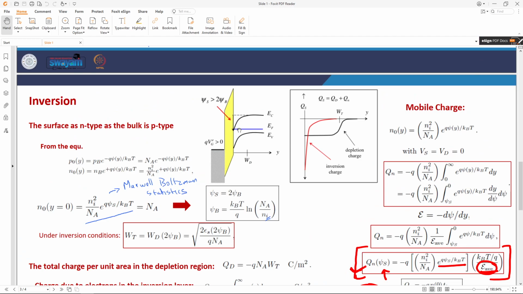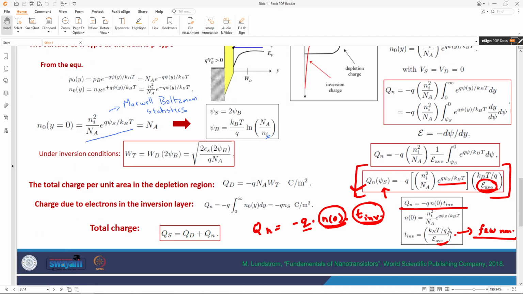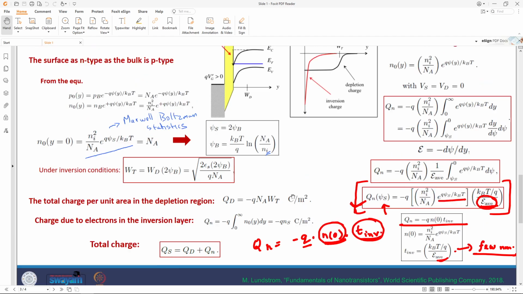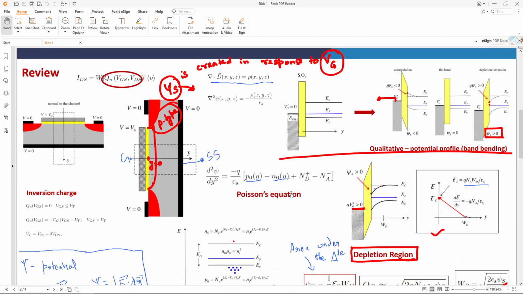We know that the mobile charge carriers are present because the conduction band has dipped below the Fermi level. In many ways, the energy of the electrons present here is actually the thermal energy. That is why we use the thermal potential here. That divided by the electric field gives us an estimate. That is how we arrive at the inversion layer thickness, which is the actual thickness of the channel within the depletion layer.